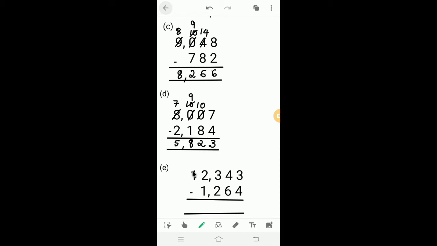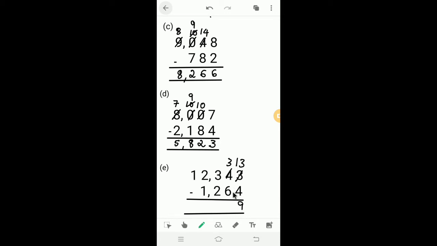Next, E1. 12,343 minus 1,264. 3 minus 4, is it possible to subtract? No, it is not possible. So what we have to do? We have to borrow from the next number. Here the next number is 4. If we borrow from 4, then 4 becomes 3, and here 3 becomes 13. 13 minus 4 is how much? 13 minus 4 is 9.